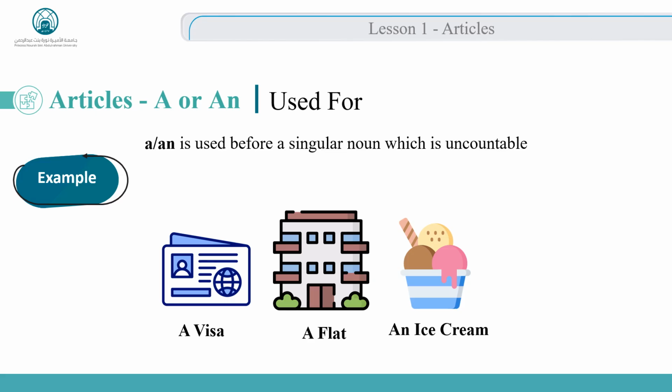We have discussed countable and uncountable nouns in a previous lesson, but I will remind you here. Countable nouns have 2 forms, singular and plural. Uncountable nouns, on the other hand, have only 1 form. Indefinite articles a and an are used only before the singular form of the countable nouns. Let's have a look. A visa, a flat, an ice cream. All of these are countable nouns. We can say visas, flats, ice creams.